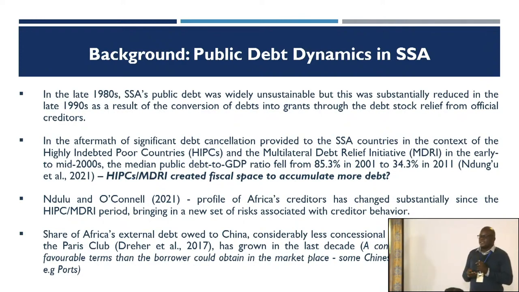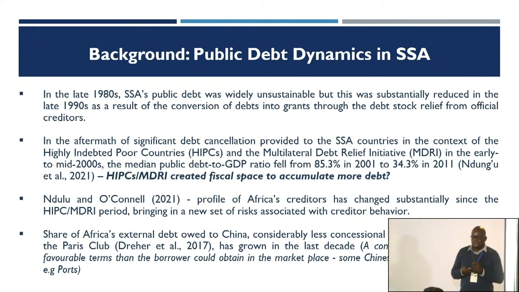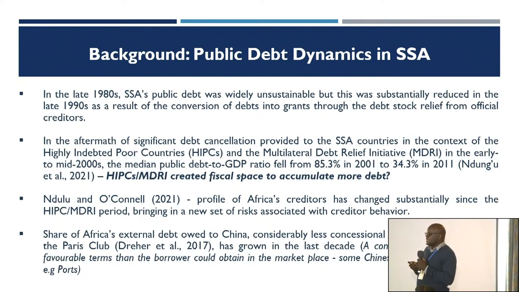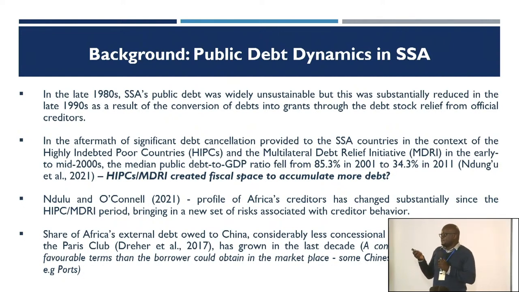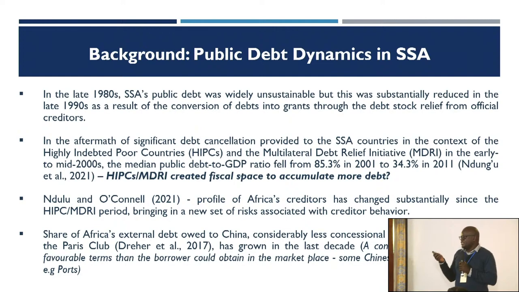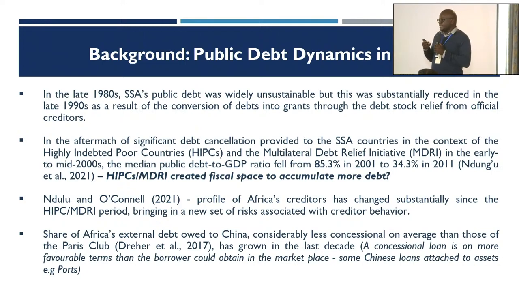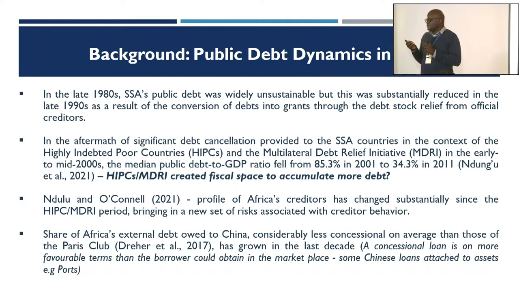So the background of this study is on the public debt dynamics in Kenya. As you may be aware, in the 1980s, debt for the sub-Saharan African region was widely unsustainable. In the late 1990s, there were conversions of debts into grants. There was the program for highly indebted poor countries and the multilateral debt relief initiative. So there was a lot of debt relief during that period, in the late 1990s and early 2000s, and from this, the median public debt to GDP ratio for the sub-Saharan region reduced from 85.3% in 2001 to 34.3% in 2011.